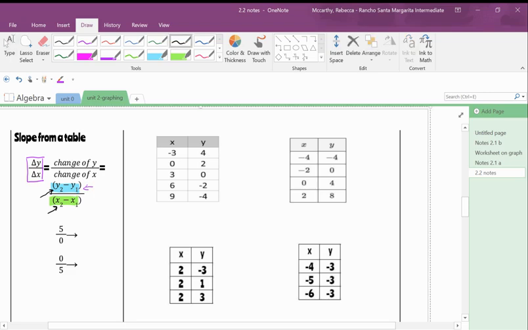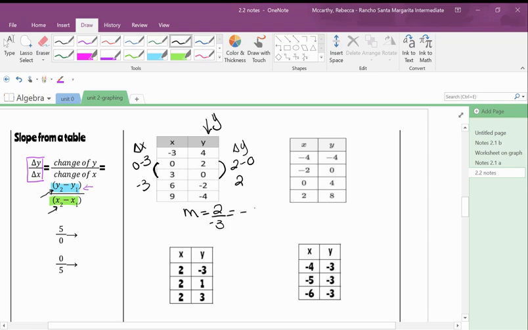So if I take any 2 points, I'm going to take these two because they're both positive. So here are my y values. These are my y's. And I'm going to take that difference. 2 minus 0 is 2. And this is the change of y. Over here, 0 minus 3 changed to negative 3. And this is my change of x's. So my slope would be 2 over negative 3, which we would write as negative 2 over 3.